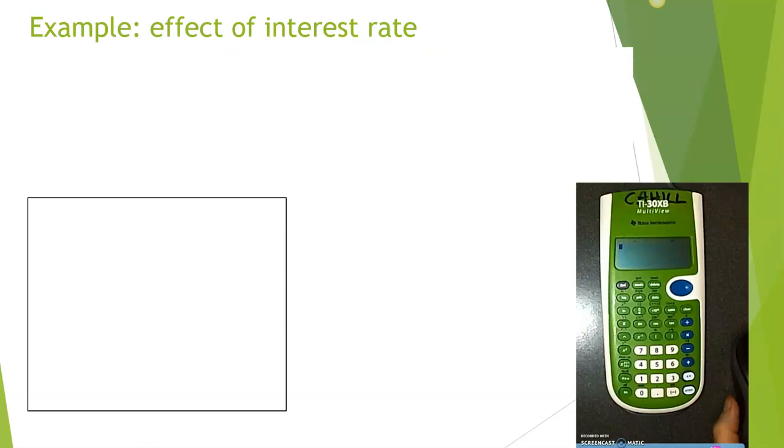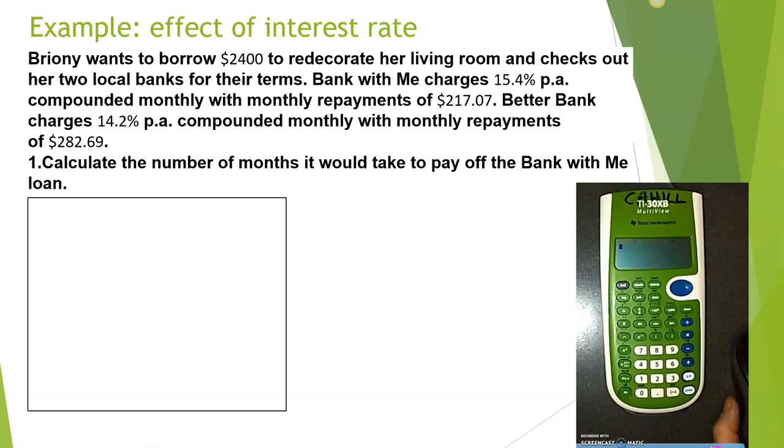So how about changing the interest rate? So Bryony wants to borrow $2,400 and she has checked out the rates with 2 different banks. Bank with Me charges 15.4% per annum compounded monthly with repayments of $217.07, whereas Better Bank charges 14.2% per annum compounded monthly with repayments of $282.69. So first we're going to look at how many months it would take to pay off the loan with Bank with Me. So we're going to set up a recurrence relation.